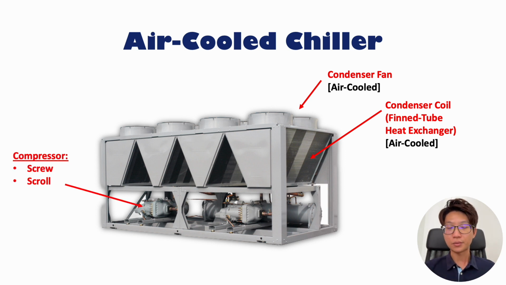And for the compressor, we also have the screw type, because an air cool chiller is of lower capacity than a water cool chiller. A water cool chiller can go very high. An air cool chiller is smaller, and the big size air cool chiller will use a screw compressor. The small size air cool chiller will use scroll. Many small scroll compressors are used in air cool chillers.